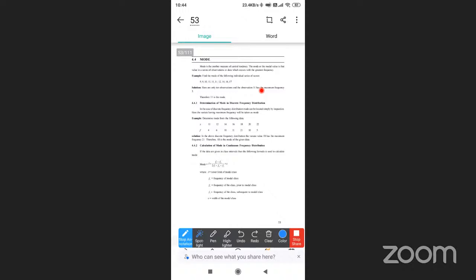Clear? Now Yes, coming to sir. determination of mode. Yes, please. Any doubt? No. No. So determination of mode in discrete frequency distribution.